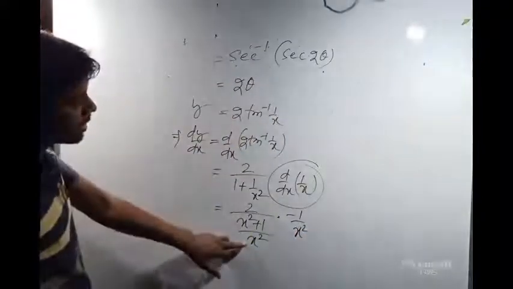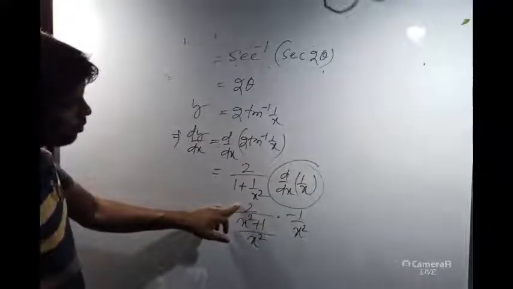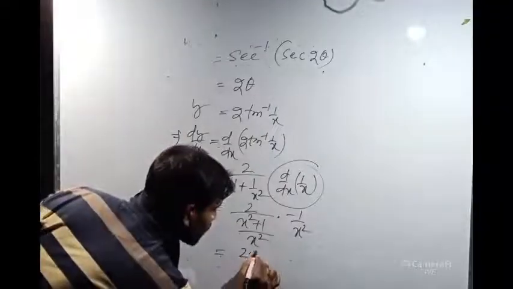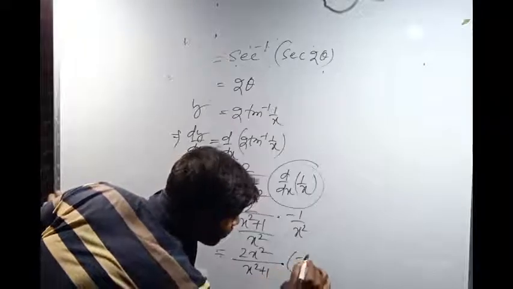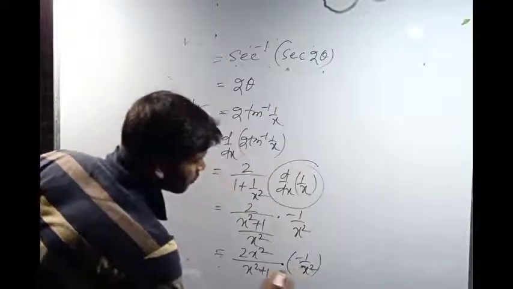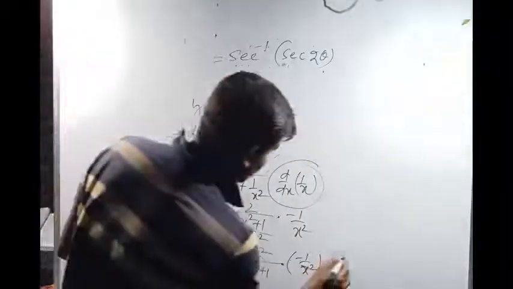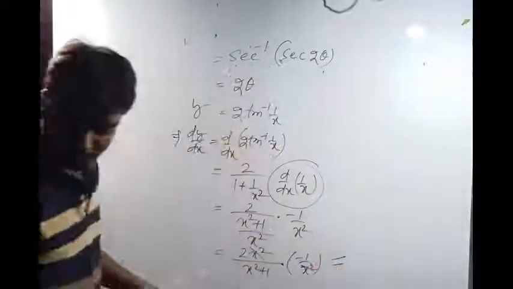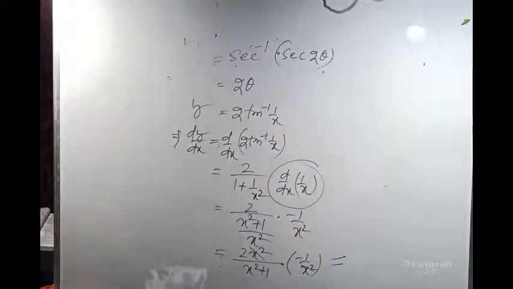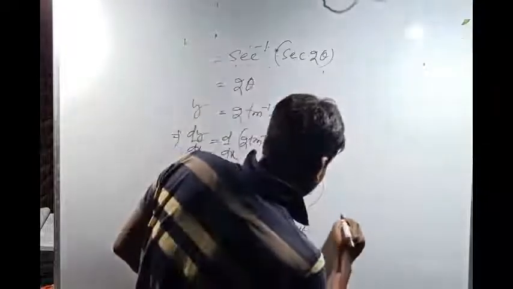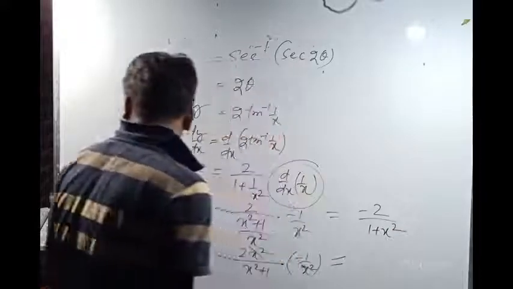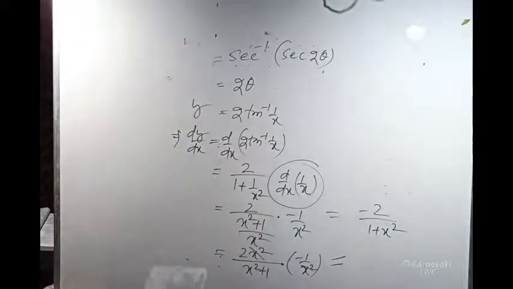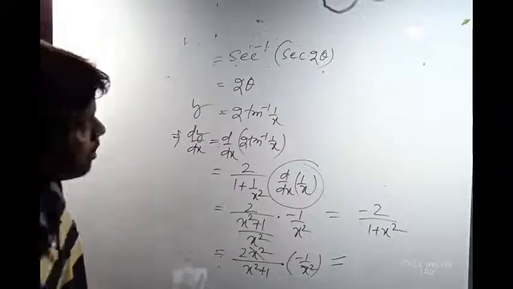Okay, now this x² is placed with 2. This is 2x²/(x² + 1) times minus 1/x², and this x² cancels with x². Now only this is visible. Okay, now this equals minus 2/(1 + x²). Okay, this is minus 2/(1 + x²). Any doubt? And this is the answer.